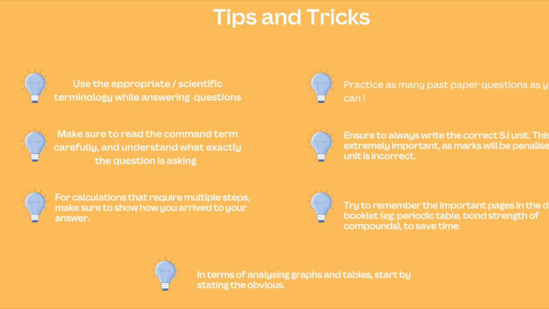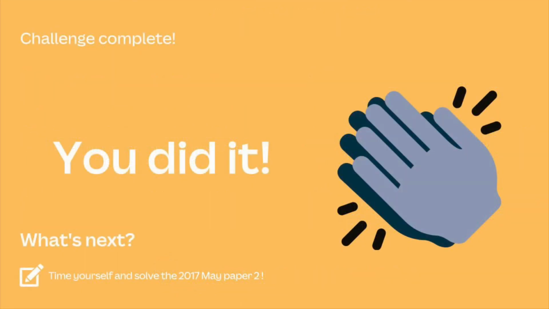Well, now that we've shared all of our tips and tricks and gone over the structure of the paper, we want you to try attempting the 2017 May paper 2, which we will link down in the description. Make sure to put on a timer, have your data booklet and calculator with you, and try your best.